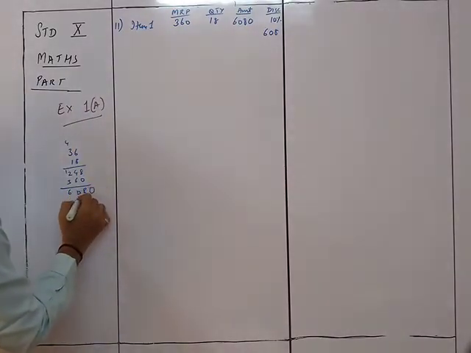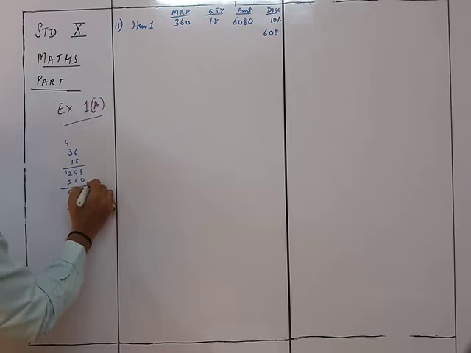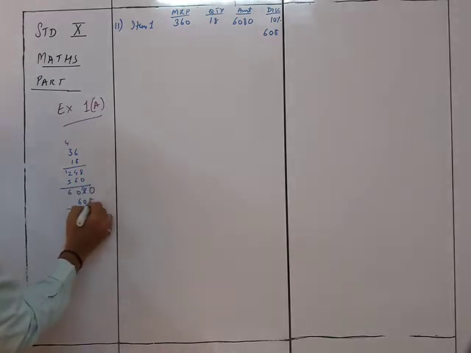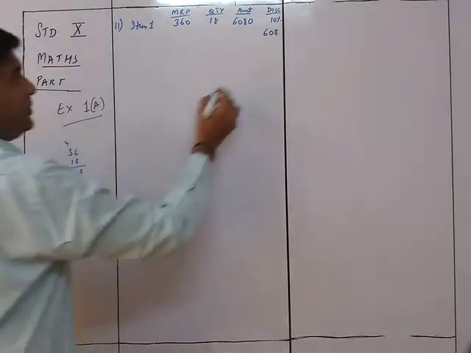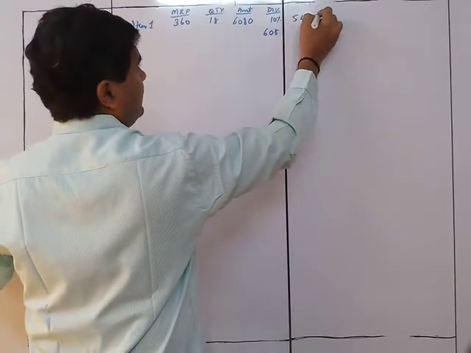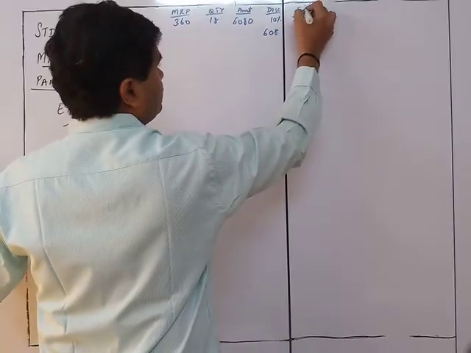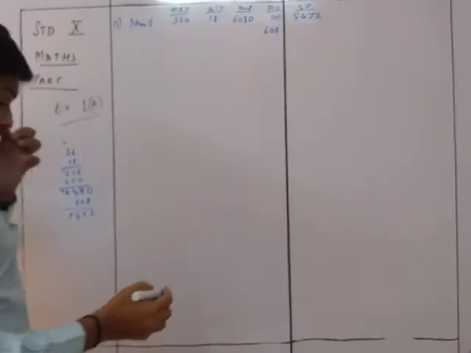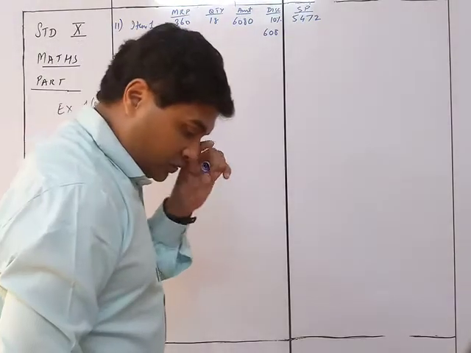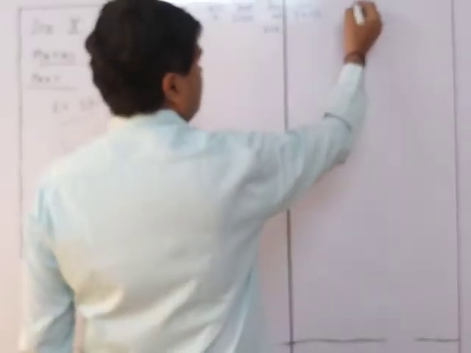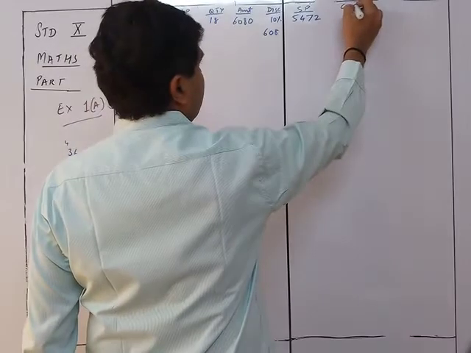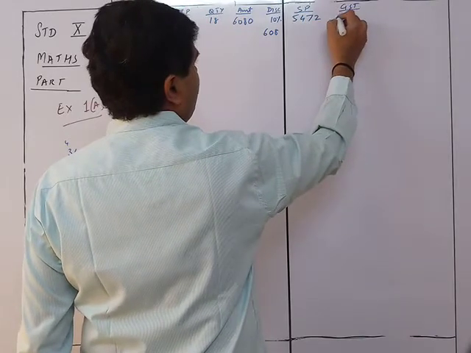So 6080 minus 608, that will give me 5472, which is the SP. Okay. The rate of tax is 12%. So we have over here that GST is 12%.